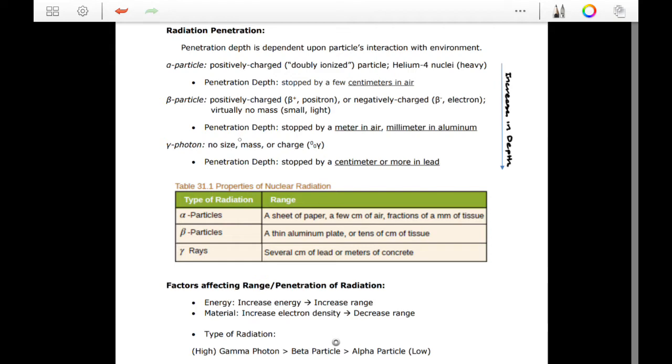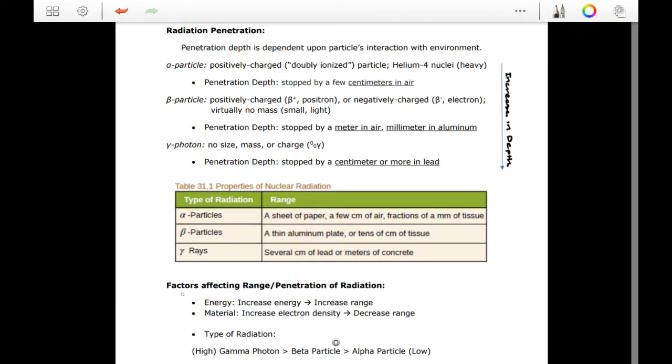Gamma photons are the last particle that we're going to talk about. And these aren't really a particle because they don't have any size, mass, or charge. For that reason, they interact the least with their environment relatively in comparison. So the gamma photon will have the ability to travel the furthest, or penetrate the furthest into an object.